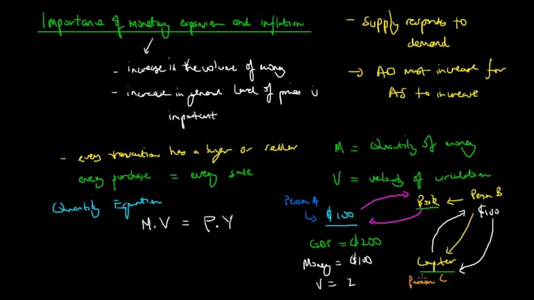GDP growth can be $200, and it can even be $300 if person C decides to sell or to buy something else using $100 and spend the money. So that is the velocity of circulation. And by theory, we can see that the velocity of circulation, so how many times money is turned over, multiplied by the quantity of money, so how much money we have to turn over.